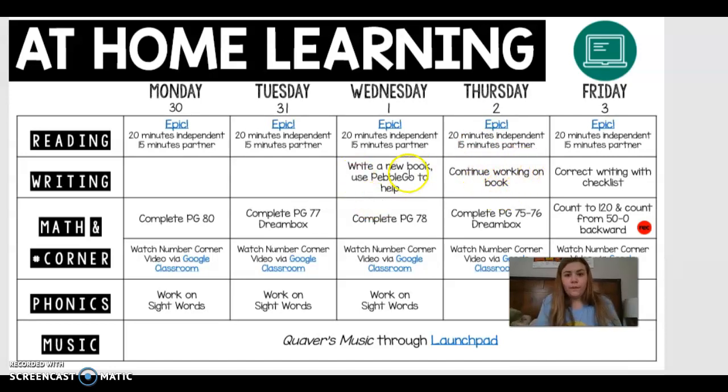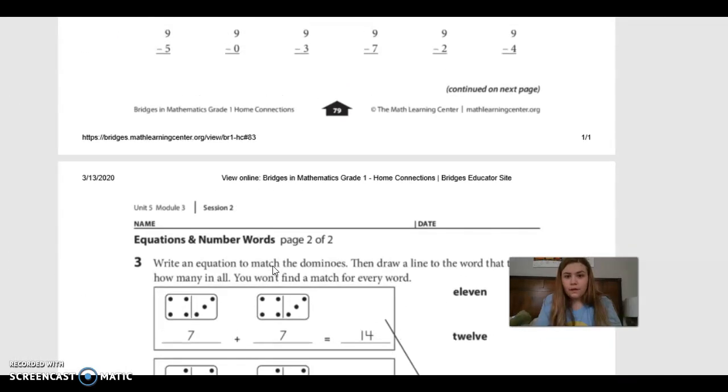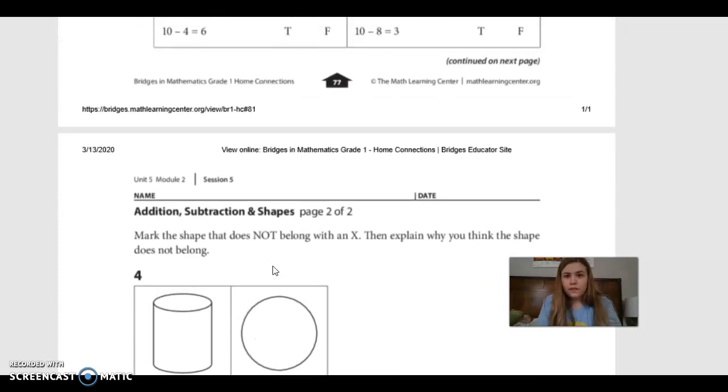Continue working on your book from yesterday using Pebble Go. I'm really excited to see what animal you choose to write about. And math, we have page 75 and 76 in our packet. Let me scroll to those, 75 and 76.